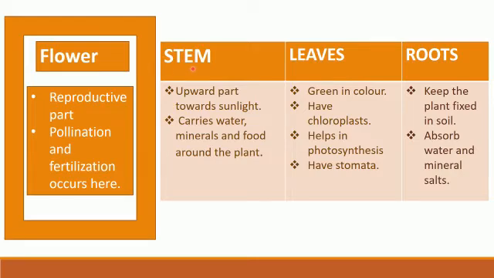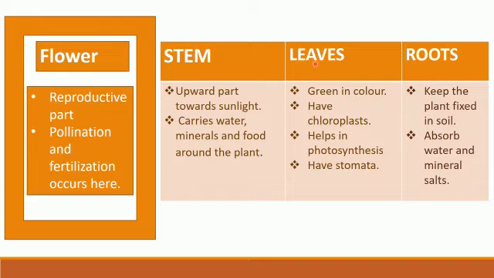Then we have the organ that is called the stem. Stem is the part of the plant which grows upward towards the sunlight. It not only supports the plant and its various organs, but it also carries water, minerals and food around the plant.